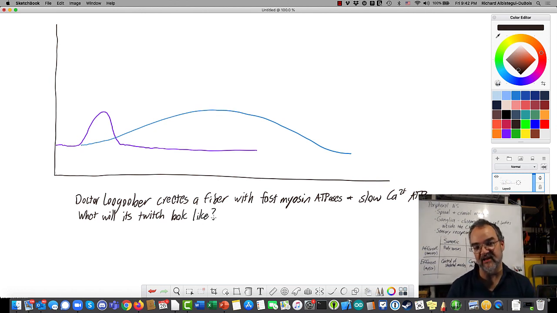What will its twitch look like? On the same diagram, starting at the same place, starting here, try sketching what that twitch would look like. Or do it the other way. What if you made one with slow myosin ATPase, but fast calcium pumps? What would that twitch look like? Consider that a challenge. Think about it and bring your ideas to me, either in class or outside of class, and we'll go over them, because such a question might show up on the exam. Hint, hint.